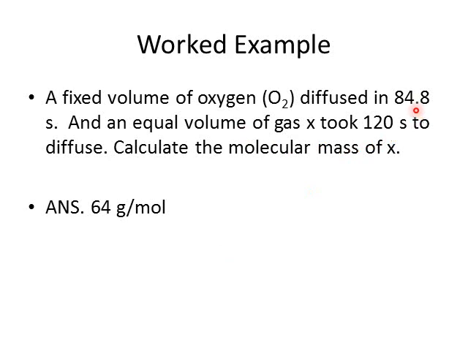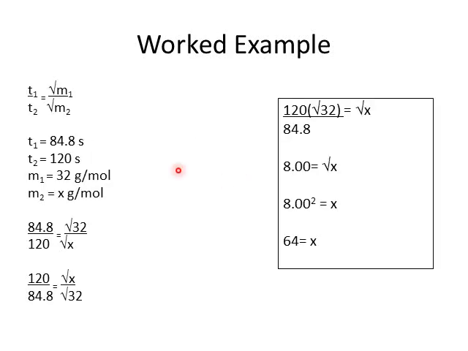We're dealing with seconds, so we're dealing with time, and we're also dealing with molecular mass. Can I calculate the molecular mass of oxygen? Yes, if I look it up on our periodic table, it's oxygen, but it's 2 oxygens. So 32 will be the molecular mass of oxygen. And I'm looking to find the molecular mass of X. So in this instance, we have T1 divided by T2, which is time 1 over time 2, is equal to the square root of M1 divided by the square root of M2, which is the molecular mass of 1 and the molecular mass of 2.